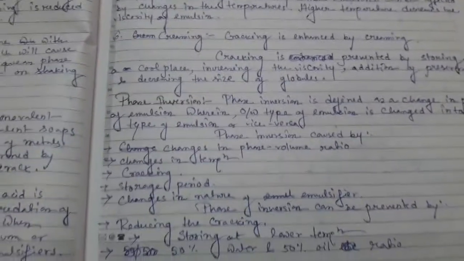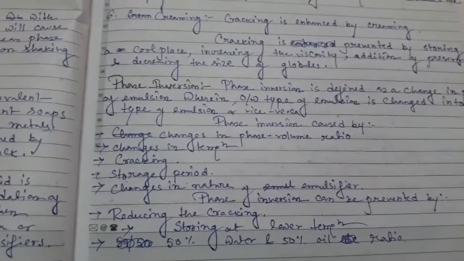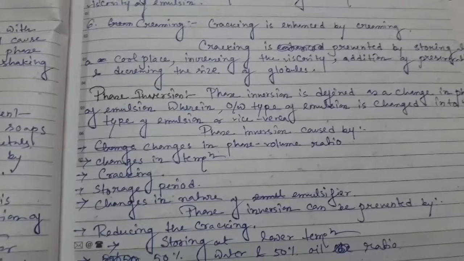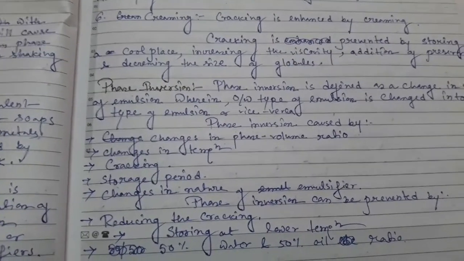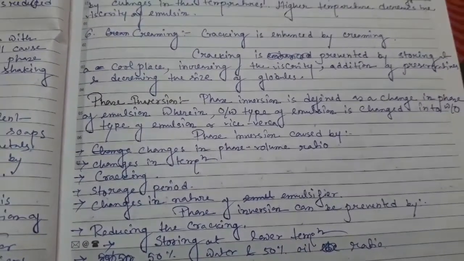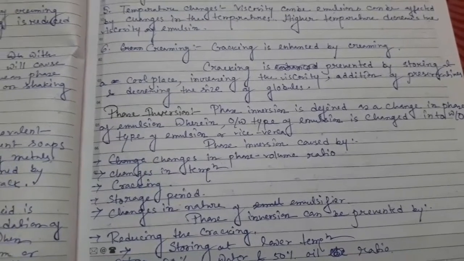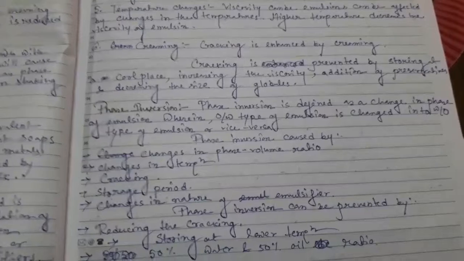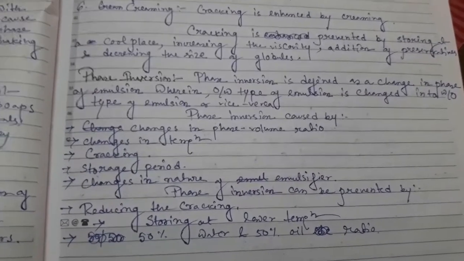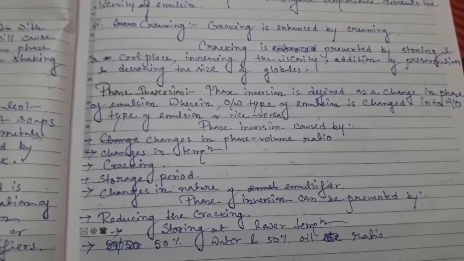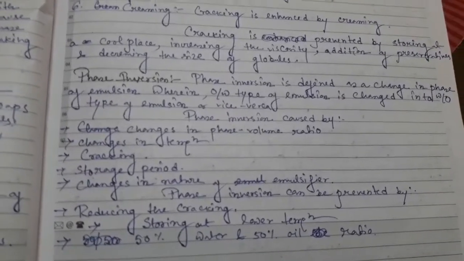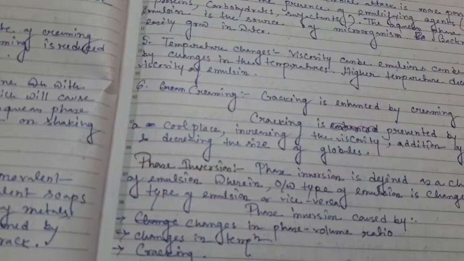Another point is phase inversion. Phase inversion is when the two phases, oil phase and water phase, are totally separated in the emulsion. Phase inversion is caused by changes in phase volume ratio, changes in temperature, cracking also, storage period, and changes in the nature of the emulsifier. Emulsifier means emulsifying agent. In the emulsion, the function of the emulsifying agent is very important, and it plays a very important role in phase inversion.